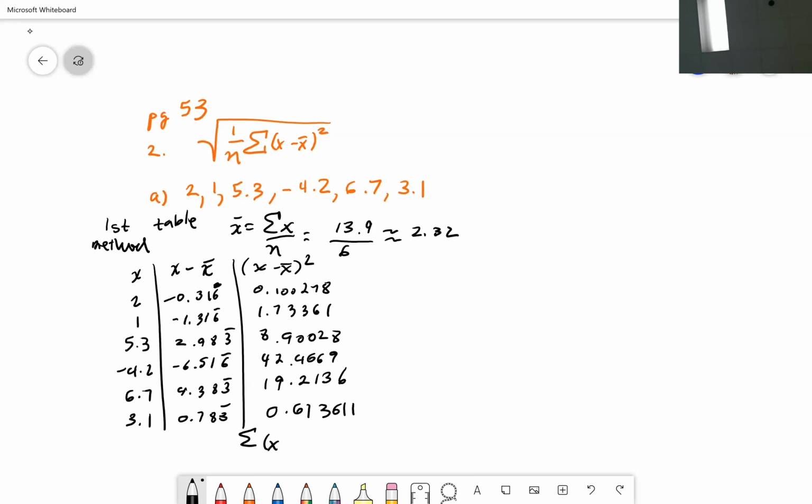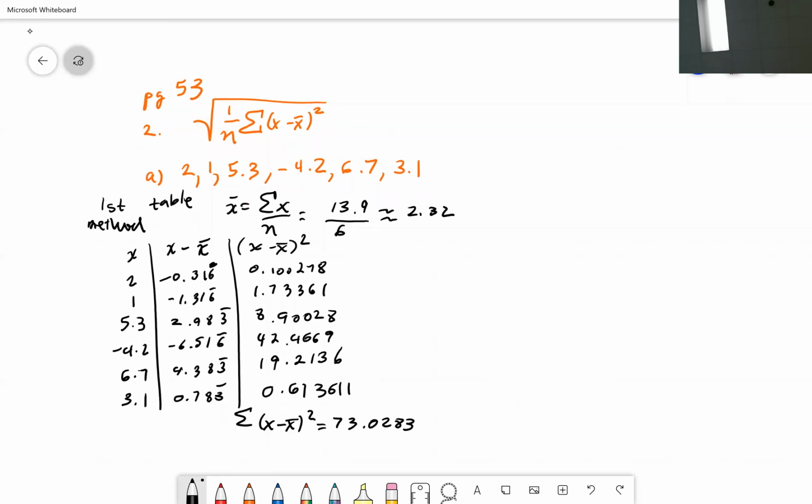So down here, you get the sum of this, squared. And you just add them carefully. Just don't miss any one of them. The result of this will help us get your variance. So I'm going ahead and adding that whole column there. This will be called our sum of squares. And voila, it comes out to 73.0283. These are our sum of squares.